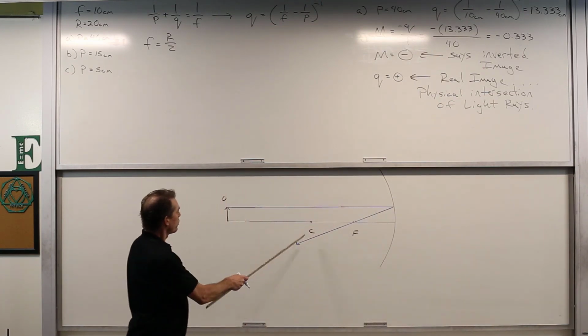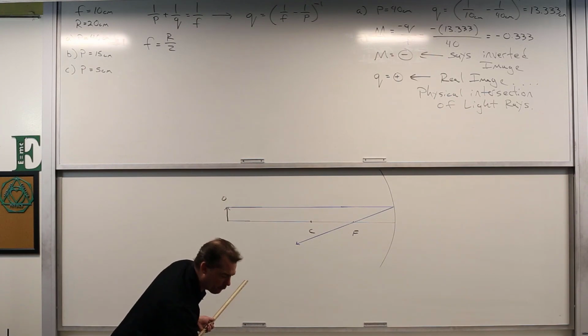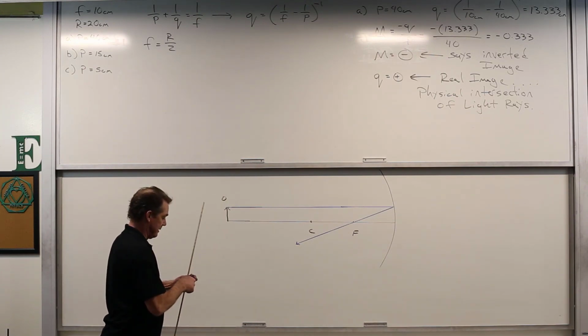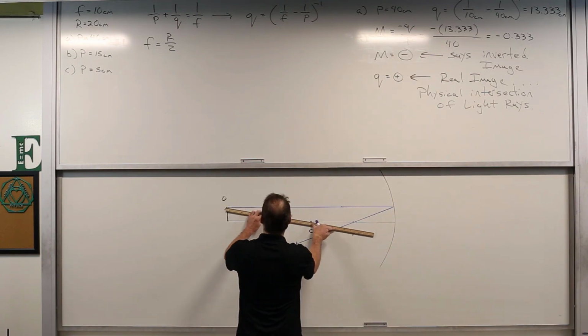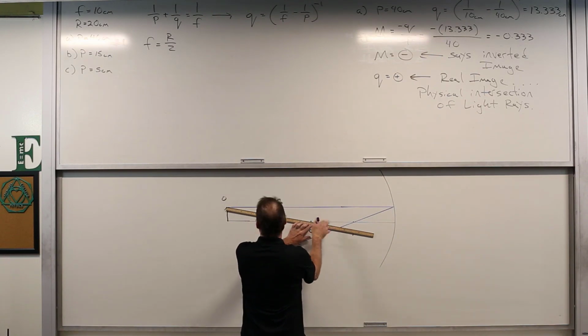Ray number 2 goes through the center of curvature, then reflects back upon itself. See if we can do that. Center of curvature, tippy top. There we go. That looks okay. Just have to do it.